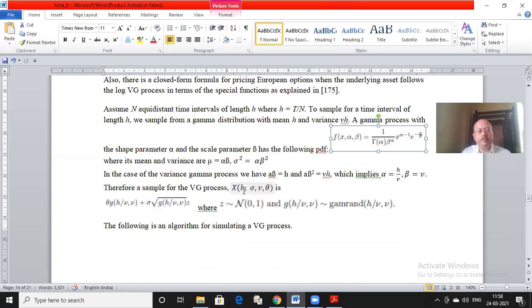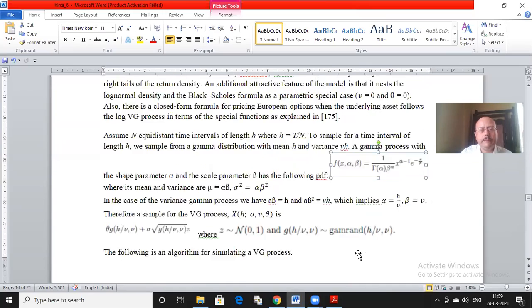So a sample for the VG process Xh for the time step h with parameters sigma, nu, and theta will be given by theta times G(h/nu, nu) plus sigma times the square root of G(h/nu, nu) times Z. So Z follows normal 0, 1 and G(h/nu, nu) is the gamma random variable with parameters h by nu as alpha, nu as beta. Okay, is the scheme clear so far?